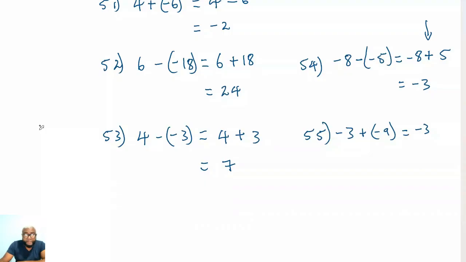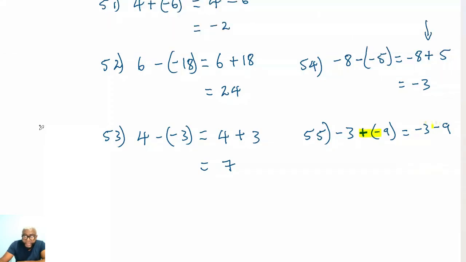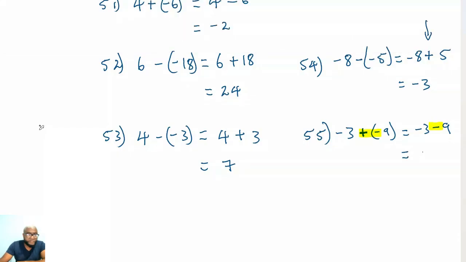Plus negative 9, right, but you need to get rid of these two signs. A positive and a negative is a negative. So it will be negative 3 minus 9. These two signs here became this sign here. So negative 3 minus 9, what would that be?